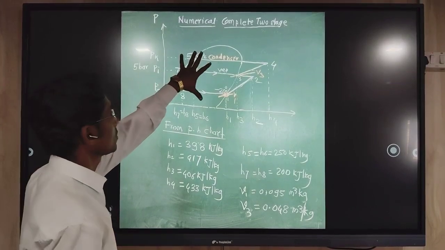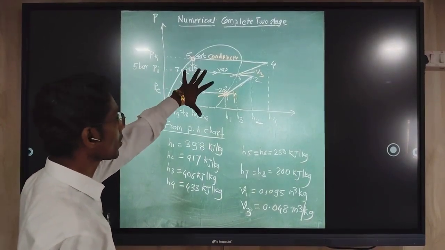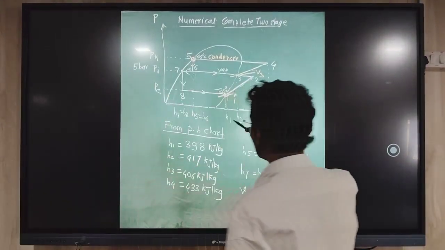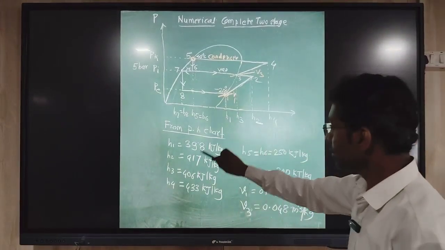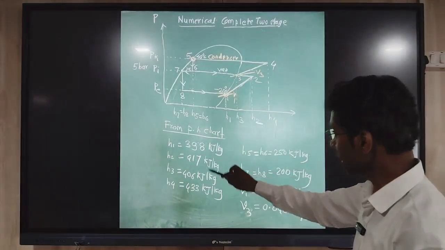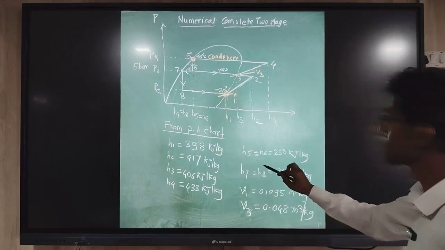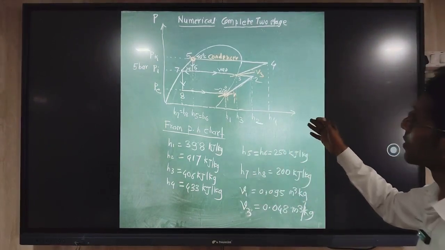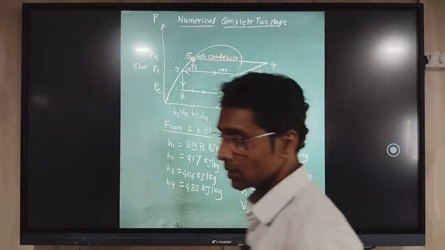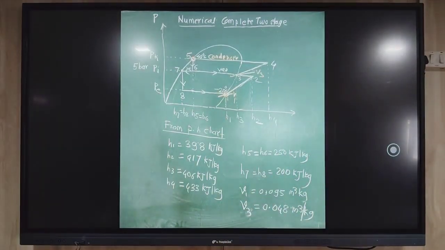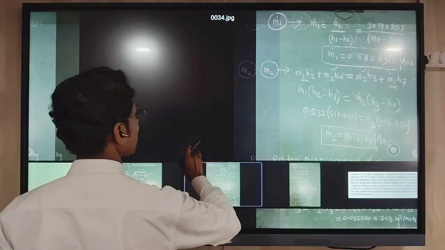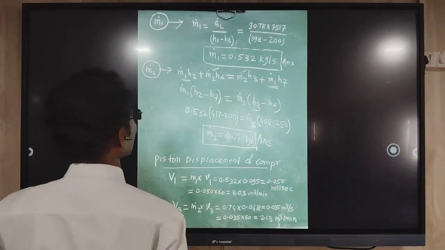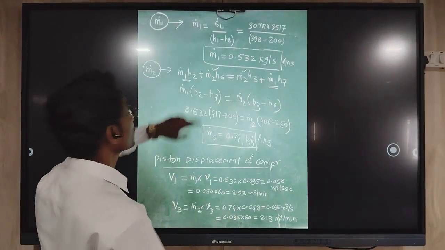Here the pH diagram is drawn again for better understanding. All the values we got from the chart, all the enthalpies, are enlisted here. We will now use these enthalpies to solve the problem, that is the work done, in the next slide. Before that, we have to find the mass flow rate.